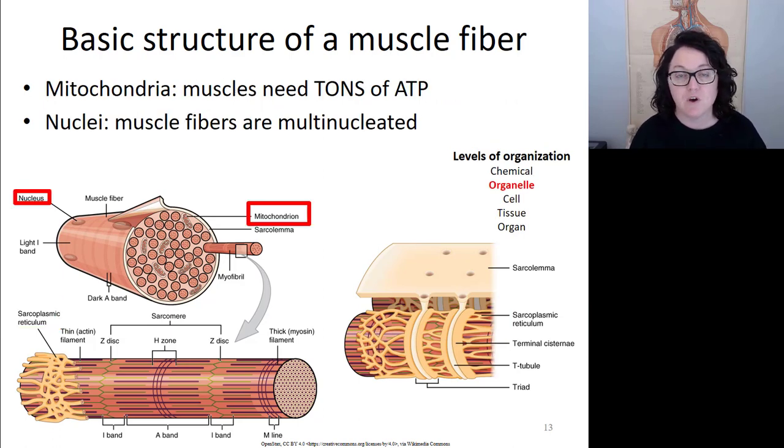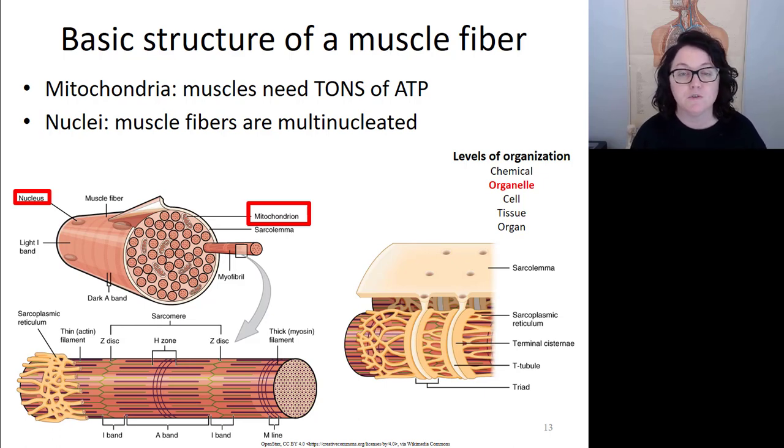Skeletal muscle fibers also have many mitochondria inside of them. And that's because the mitochondria are the organelles that are the powerhouse of the cell. They're making the ATP, the energy that's needed for muscle contraction to occur.